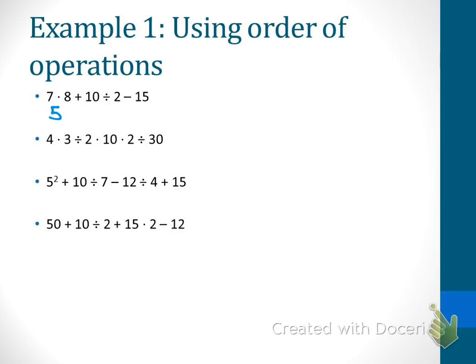7 times 8 is 56. I leave my addition sign because I haven't added anything yet. Now I need to go ahead and divide. 10 divided by 2 is 5. And I haven't subtracted yet. All right? Please don't try to do these in your head, because the more steps you try to do in your head, the more chance of making a mistake you're going to have. All right? Now that I've taken care of my multiplication and division, I'm just left with addition and subtraction. And when that's all I have left, I'm going to do it left to right. 56 plus 5 is 61. And 61 minus 15 is 46.